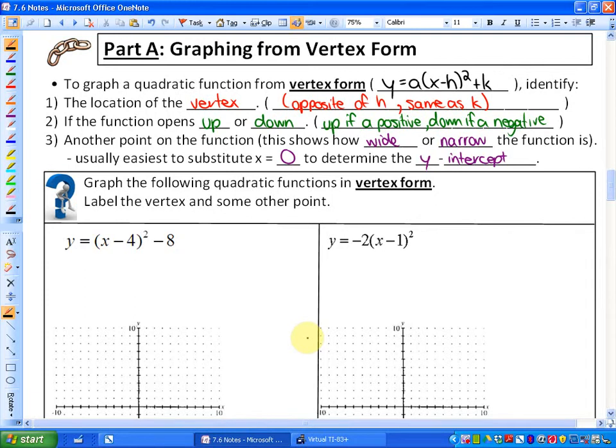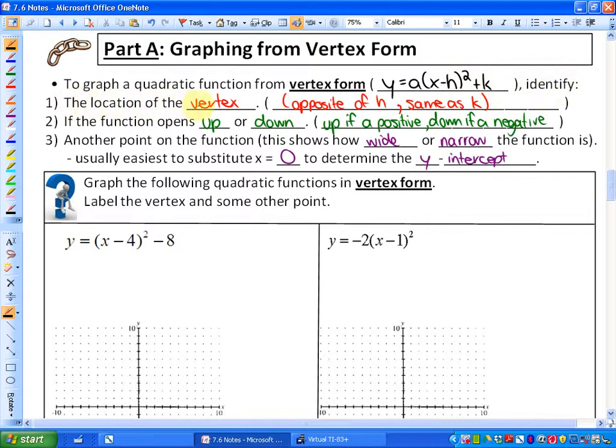In this lesson, we are going to graph from vertex form. What we learned in the previous lesson was the different patterns that were based on the vertex form. So to graph a quadratic function from vertex form, which is y is equal to a times x minus h squared plus k, you need to identify a couple of things.